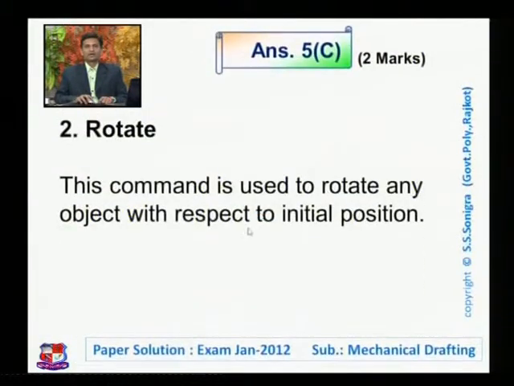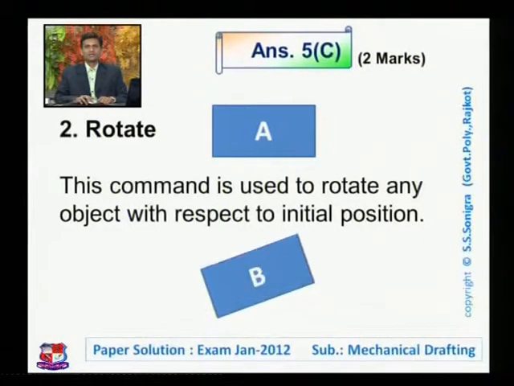The second is rotate command. This command is used to rotate any object with respect to initial position, like this. This is an object. If we want to rotate this object, it could be drawn like this. A is the initial position and B is the position of this rectangle after rotating it with respect to x-axis and the angle of rotation is nearly 30 degree in this case.